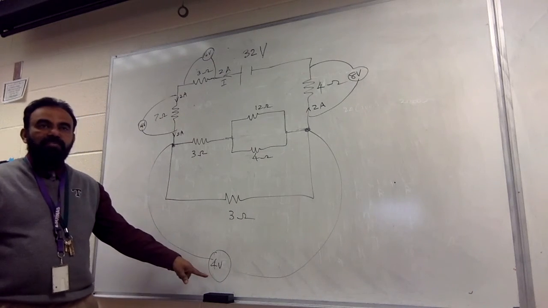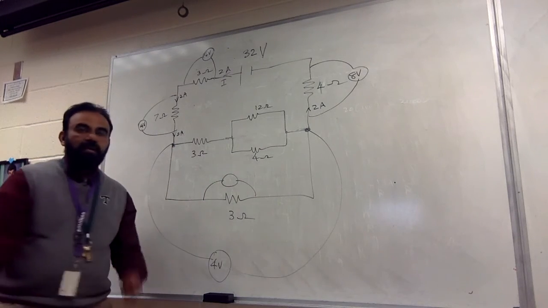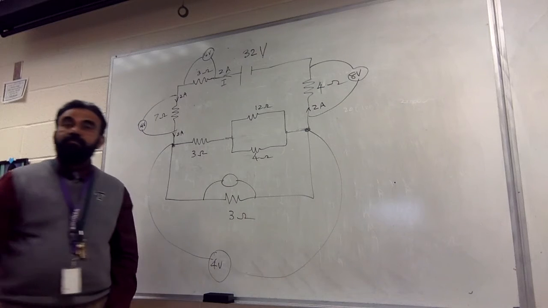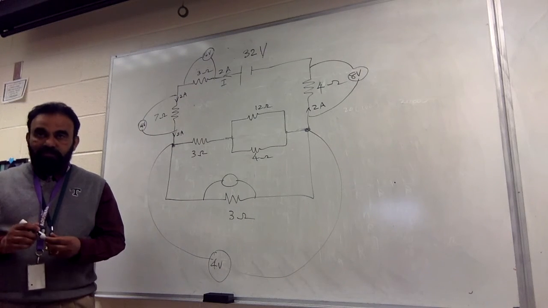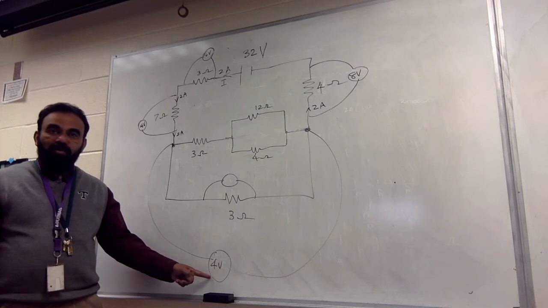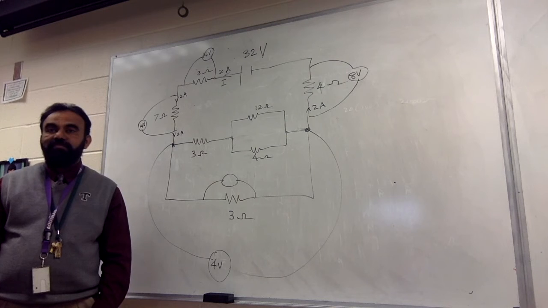Now, if this voltmeter reads 4 volts, what will it read here? Can't read six. If this voltmeter reads 4 volts, how much will it read here? Hold up, let me get it right. 1.3.